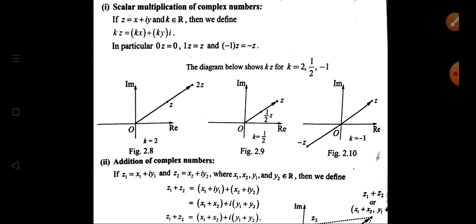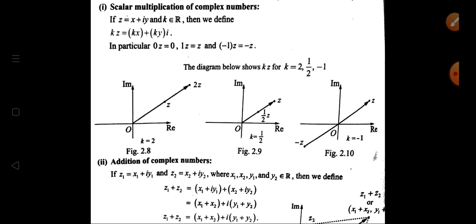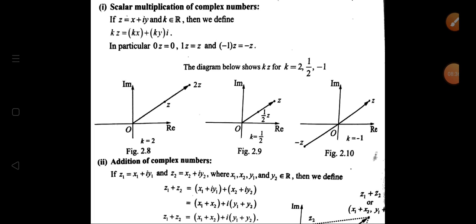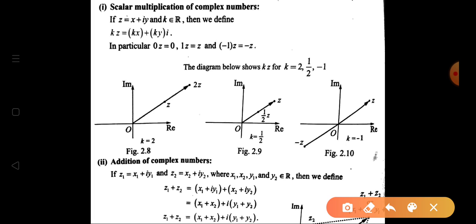Okay. Now scalar multiplication of complex numbers. If z equal to x plus iy and k belongs to R, then we define kz, that is we are going to multiply z by k.